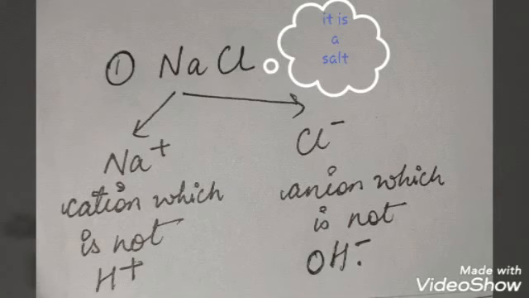First of all, we will take an example of NaCl. Now when NaCl is added to water, it will liberate two ions, Na positive which is a cation and Cl negative which is an anion. Now here the cation is not H positive and the anion is not OH negative. So, NaCl can be termed as a salt.